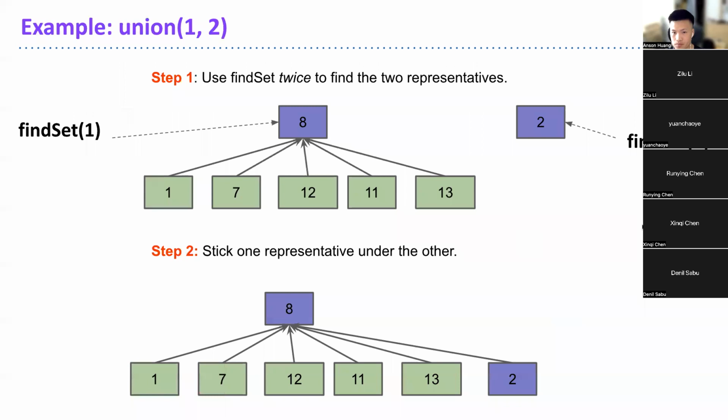All right. So now let's talk about union. What does it mean to union? Union just means to join two sets together. You're unioning two sets together.